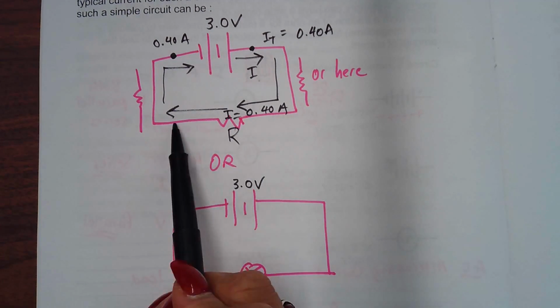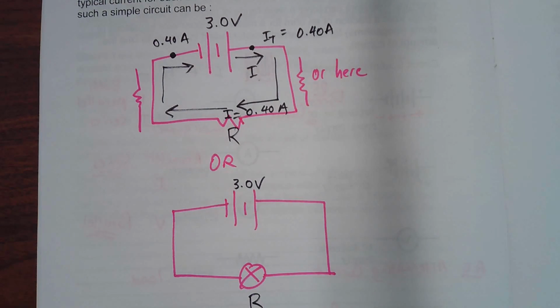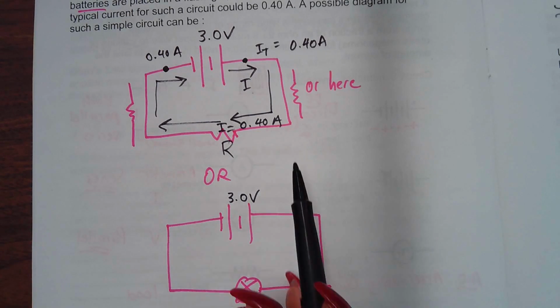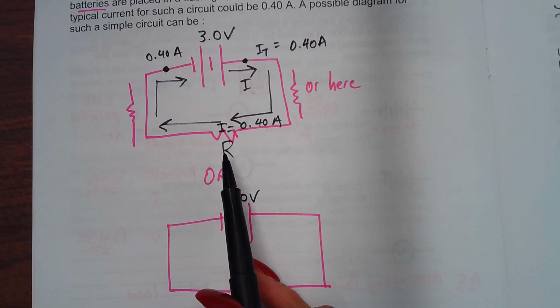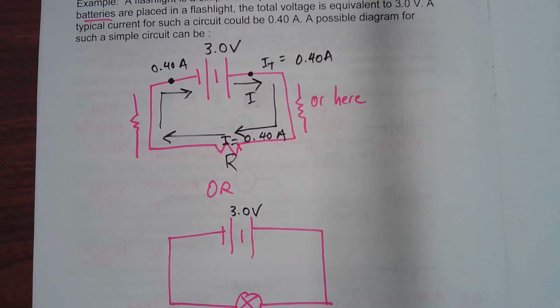What do you think would happen to that 0.4 if you have two identical lights? It will split. It will divide it by 2. If they're identical, each one will take 0.2 amps. If they're not, then we're going to have to figure out another way to do that.